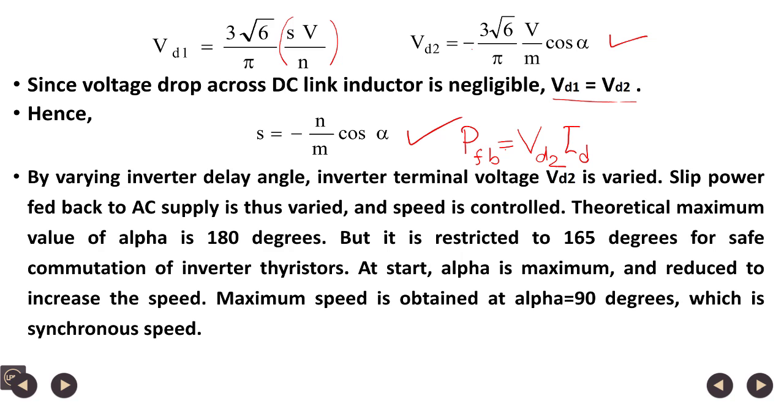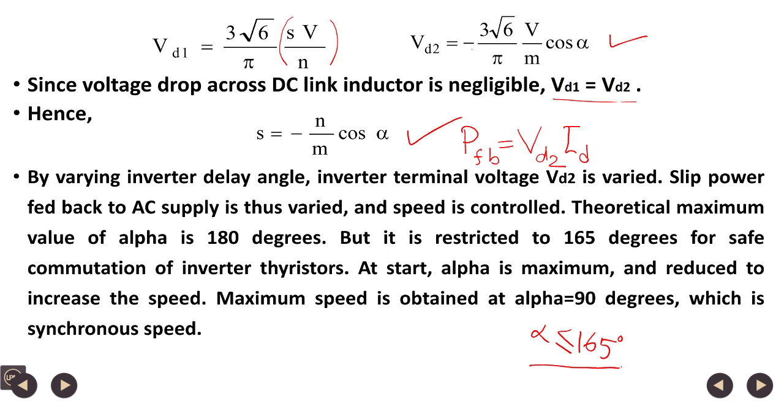The theoretical maximum value of the firing delay angle is 180 degrees, but alpha is restricted to a value less than or equal to 165 degrees. That is to have safe, good commutation. At alpha equal to 180 degrees, the voltage value is 0. So, with 0 voltage, line commutation failure can occur. So, to have good commutation, the maximum firing angle is 165 degrees.